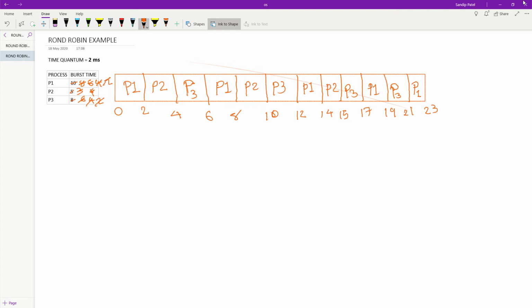Getting it? So this way the round robin algorithm is working. Okay, getting the algorithm. So this is a preemption. It's easy, but the preemption is there, so you have to be careful. It's FCFS with the preemption.